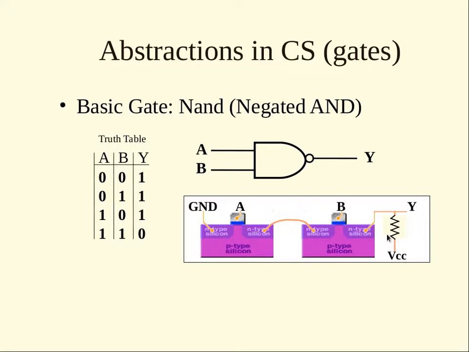But if they're both connecting, then the electrical flow will want to go to the ground, and then that'll give you the 0. All right, everyone good? Notice we just got negated AND using 2 transistors.